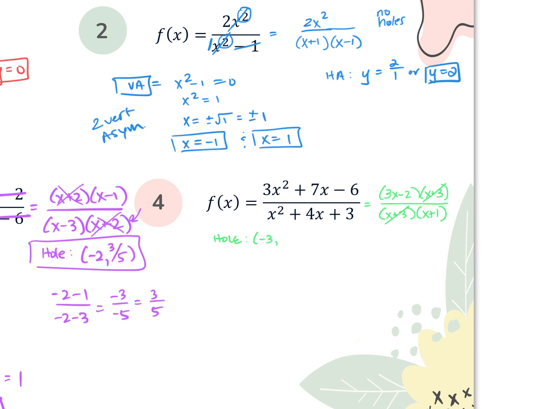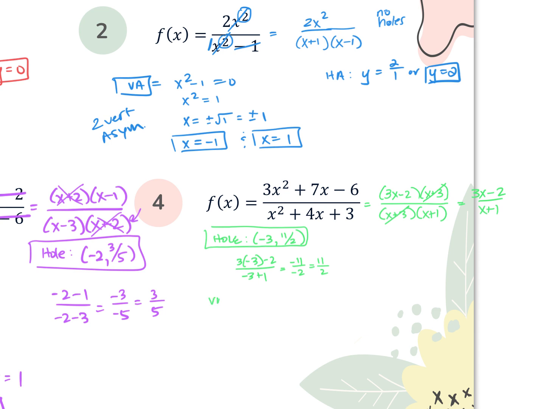And what I'm going to do is take the simplified version, which is 3x minus 2 over x plus 1, and plug that negative 3 into it. So it's going to be 3 times negative 3 minus 2 over negative 3 plus 1. And when I do the math, I get negative 9 minus 2 is negative 11 over negative 2, or 11 over 2. And so this is the ordered pair associated with the hole.